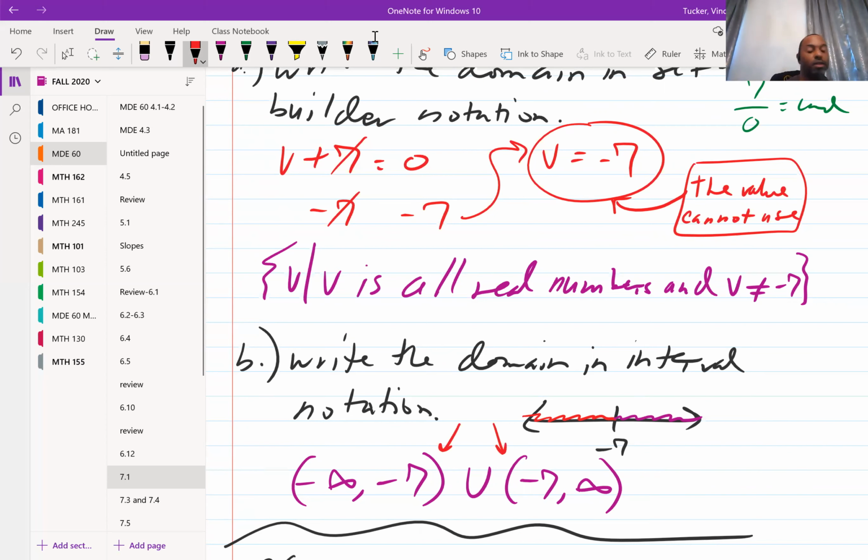So you start talking about -6.9, -6.99999. I can get as close as I want. Same thing on the left side, -7.1, -7.11111, -7.0001. Get as close to -7 as possible. You just cannot use -7. So that's how you represent your domain.